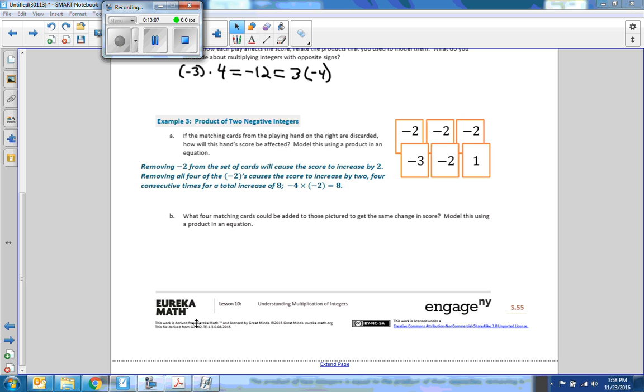Okay, B. What 4 matching cards could be added to those pictured to get the same change in score? Model this using a product in an equation. Okay, so an increase of 8 can come from adding 4 2s to the card shown. 4 times 2 equals 8.